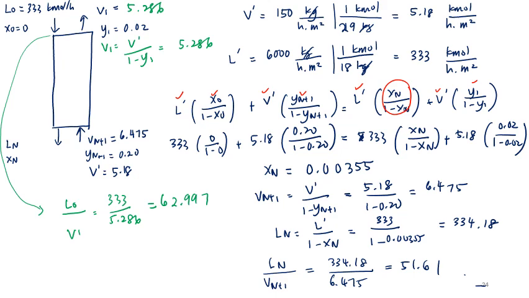Are the slopes the same or is it different? I would say that 51.6 and 63 is a lot of difference between the top and the bottom of the tower. So the slope of the operating line can be said to change considerably. So we cannot assume that the operating line is straight because the ratio of L over V is different. So we need some intermediate points for the operating line. So you cannot just use 0 and 0.02 as one of the points, and xn 0.00355 and 0.20 as the other point. You need some points in the middle of the tower to plot your operating line.